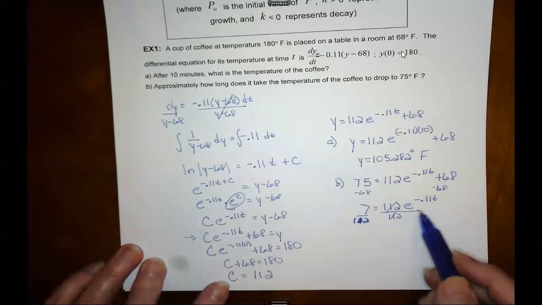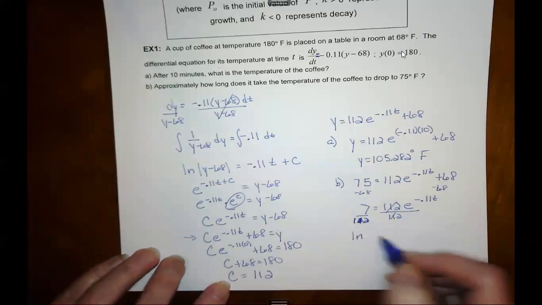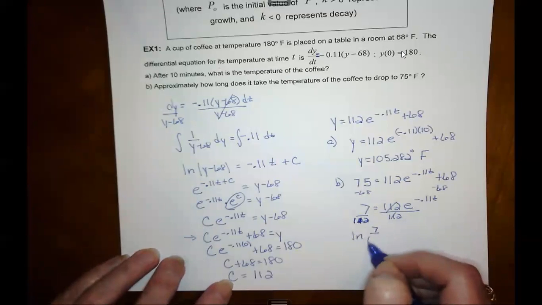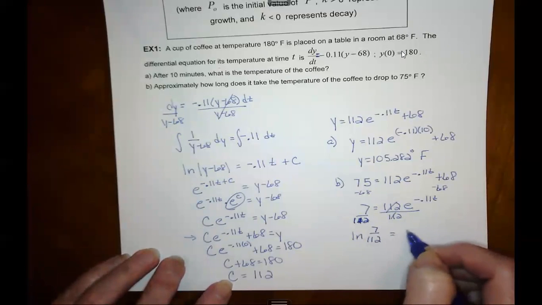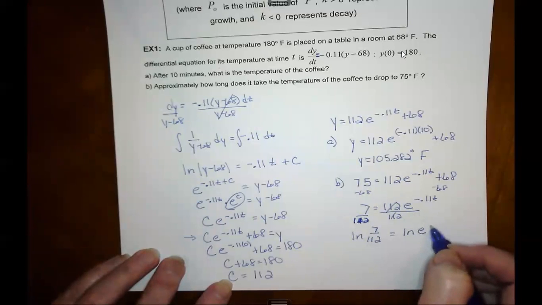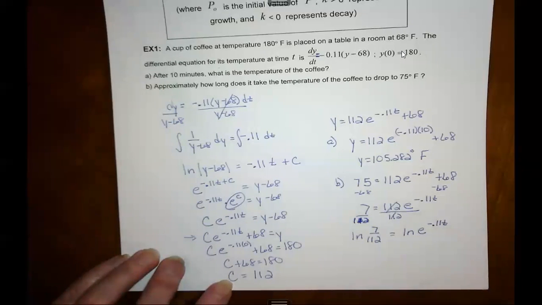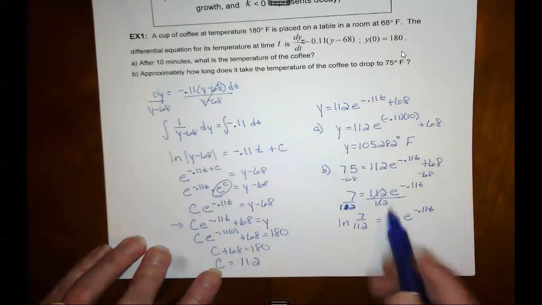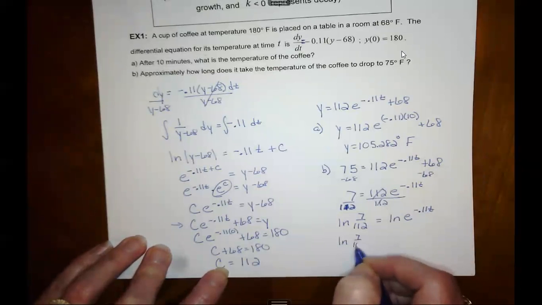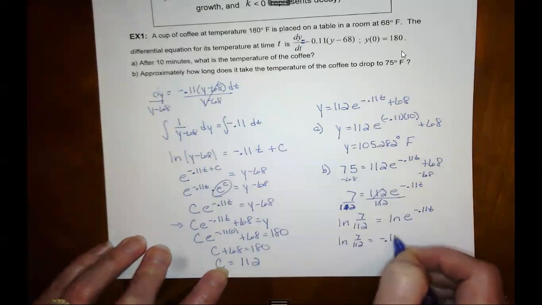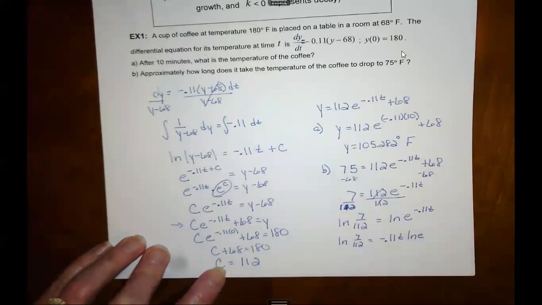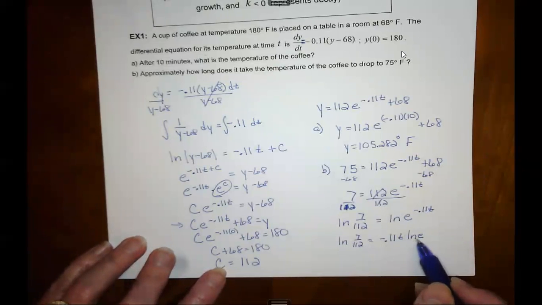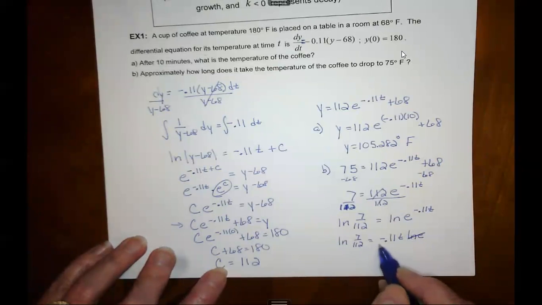So this is where I need to take the log of both sides. I'm going to take the natural log, since we have base e here: the natural log of 7 over 112 equals the natural log of e to the negative 0.11 t power. I don't know if you guys remember, so I'm going over all the steps again, but whenever you're solving this type of equation, the exponent moves to the front. So we have ln of 7 over 112 equals negative 0.11 t ln of e. All right, the ln of e is just 1, so that is gone. So we're going to divide both sides by negative 0.11.